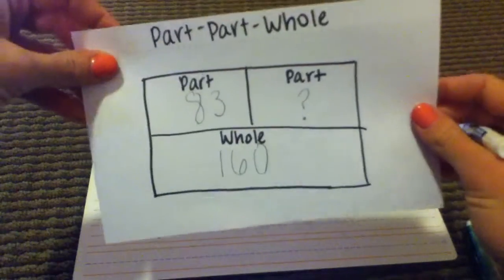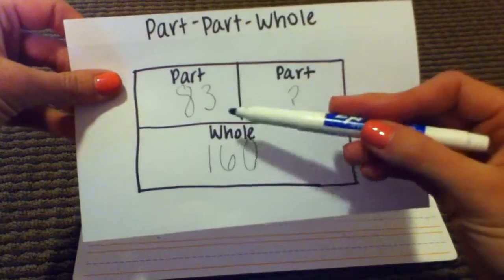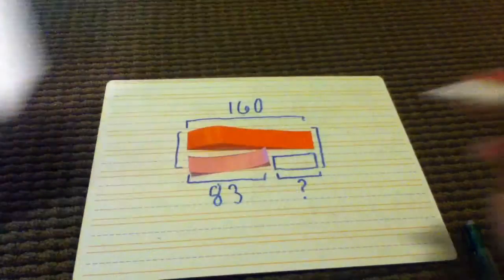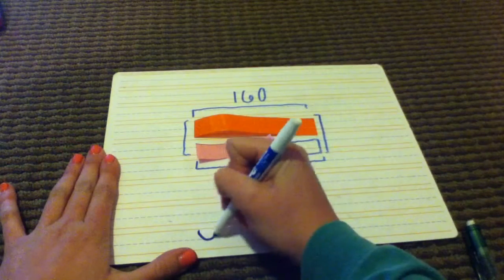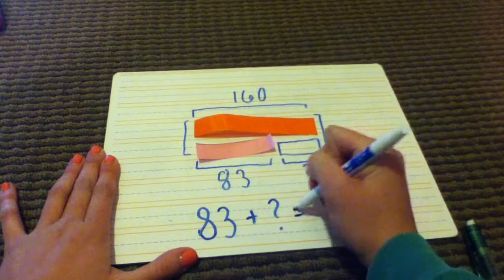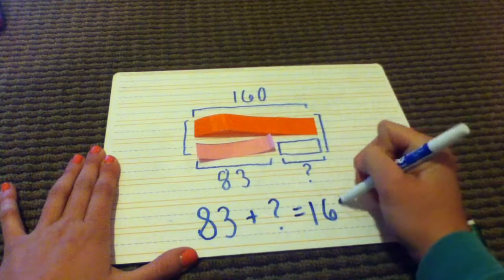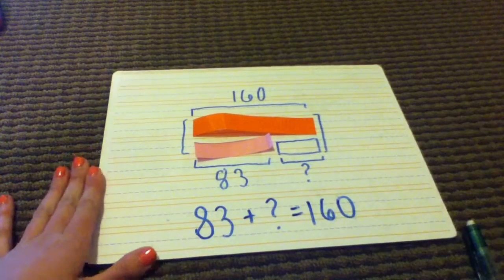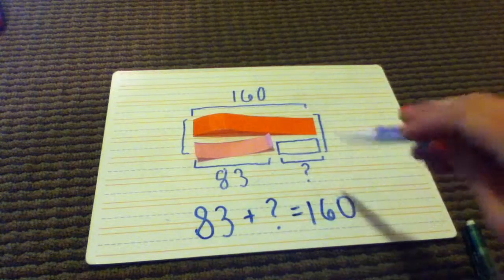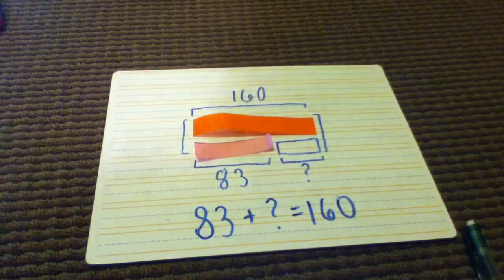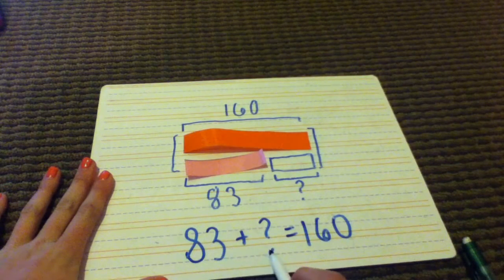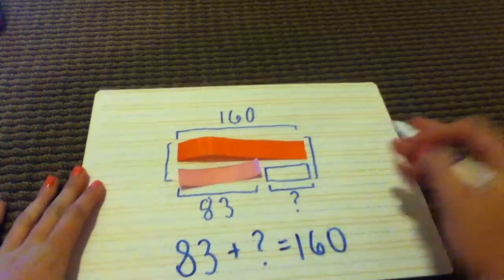So as we figured out from here, our problem is going to be 83 plus the other part equals the whole, which is 160. So I'm going to write that at the bottom right here. 83 plus our other part equals 160. Alright, so now that we've looked at it visually right here, we're going to figure out how many marbles Sally had. So we're going to do 160 minus 83 to get our mystery number of marbles.